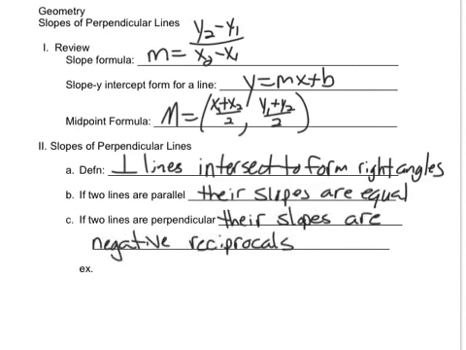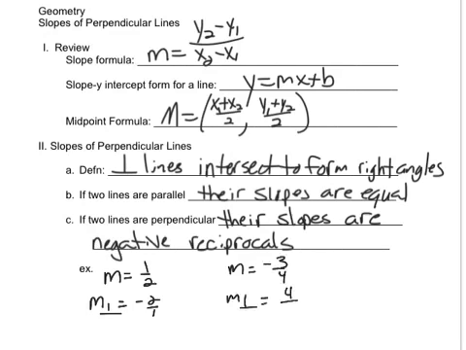So to obtain a negative reciprocal, which is the perpendicular slope, you flip the original slope and you change its sign. So, for example, if I start with a slope of 1/2, my perpendicular slope is going to be negative 2 over 1. I flip it and change the sign. If I start with a slope of negative 3 over 4, my perpendicular slope is going to be positive 4 over 3. If I start with a slope of 1, my perpendicular slope is going to be negative 1 because the reciprocal of 1 is 1, and then you just change the sign. So that's how you obtain the perpendicular slope.